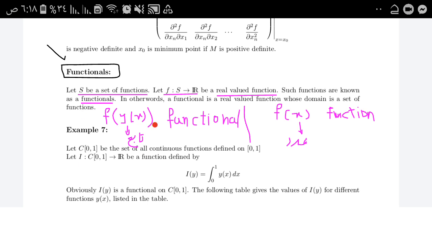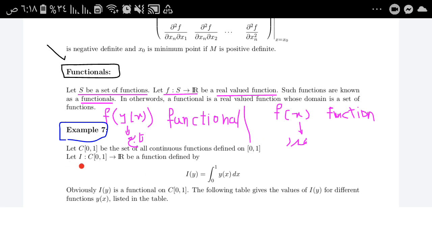Example 7. Let C[0,1] be the set of all continuous functions defined on 0 to 1. Okay.